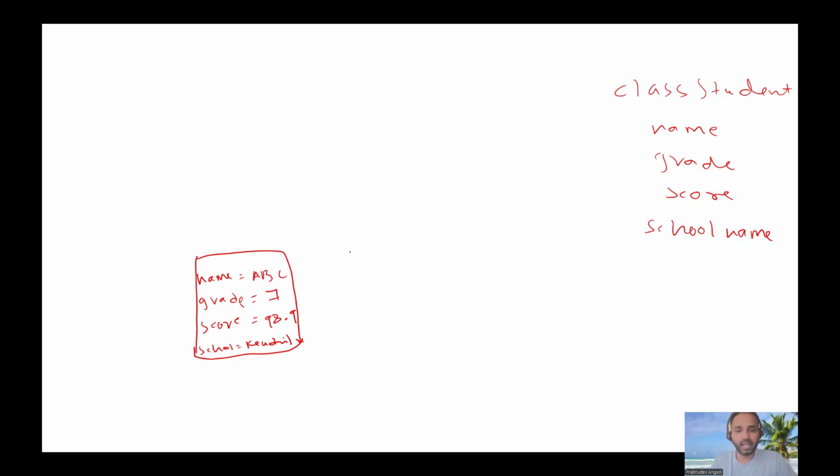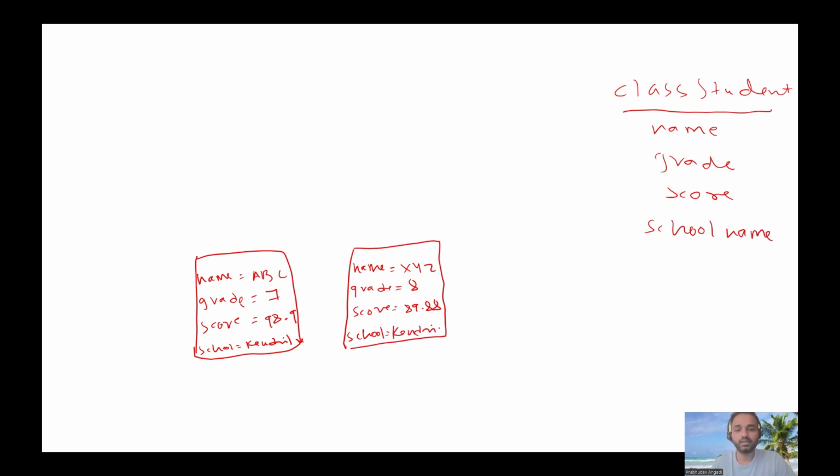And if I have to create another object of this class, then I can create one more object here. If you see, here also again I have to define the name equal to XYZ, and the grade, he may be in 8th standard, and the score is 89.88 percentage, and the school is again Kendriya Vidyalaya. So here we have two students. These are the real entities of this class, right?